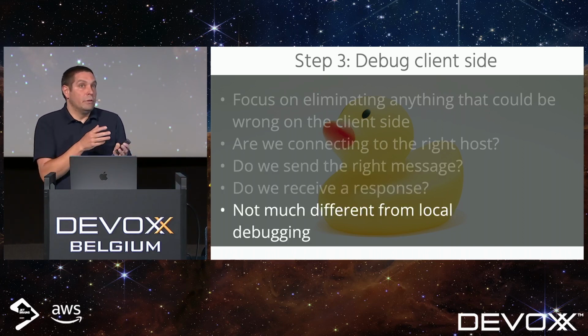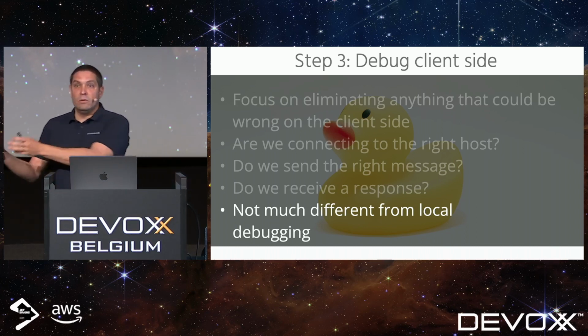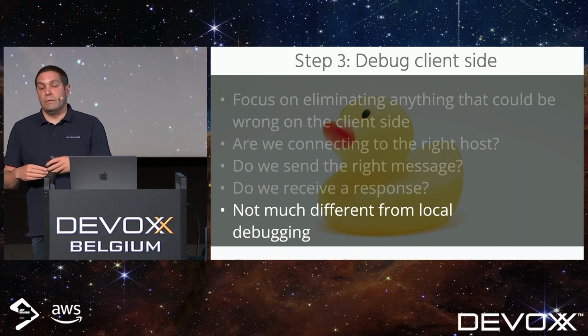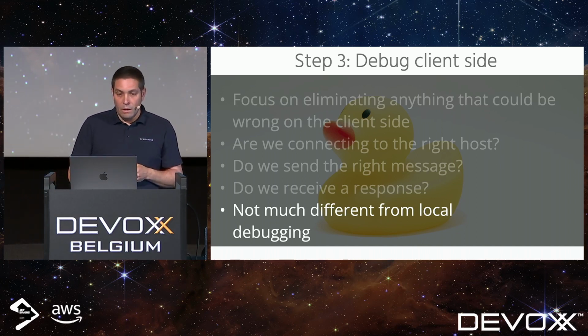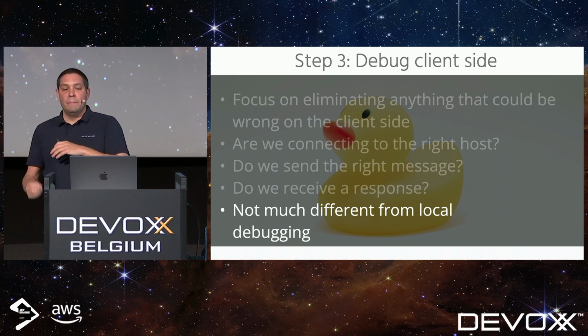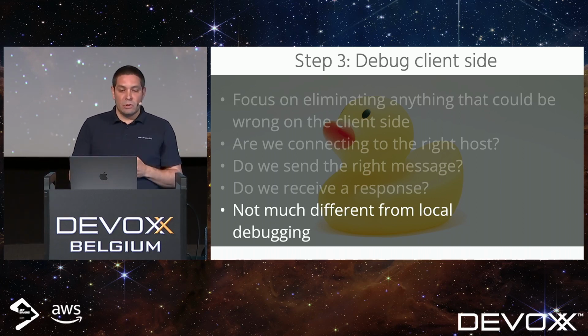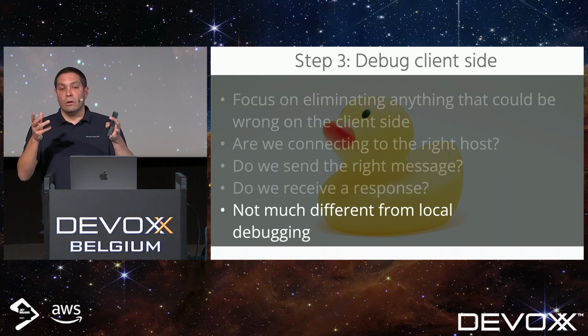And this is not much different from local debugging you would do on your local machine, apart from the fact that the client could be running on a remote machine as well, right? If it's some service that has a client that you're trying to debug. So try to get as close as possible to the network boundary to figure out what's going wrong, because the message may be corrupted somewhere in your client already.